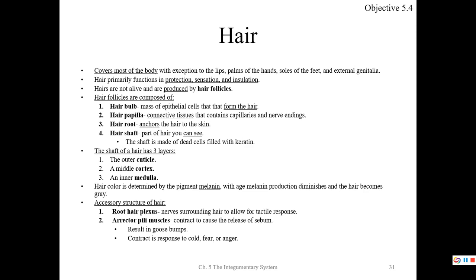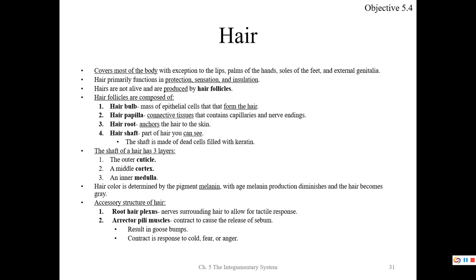The hair follicle is made of a hair bulb that has a mass of epithelial cells that generate and form the hair. The hair papilla is the connective tissue that contains the capillaries and nerve endings for the hair. The hair root anchors the hair onto the skin. And then there is the hair shaft, the part of the hair that you can see. The shaft is dead cells that are filled with keratin.